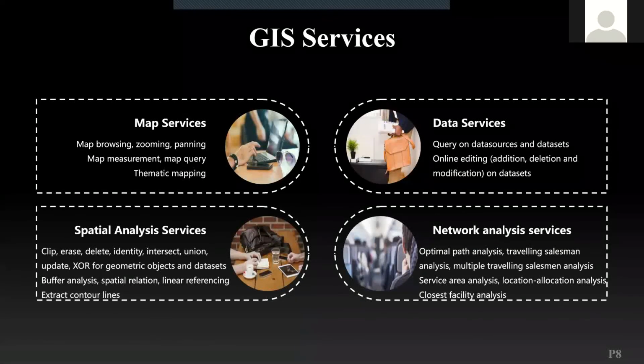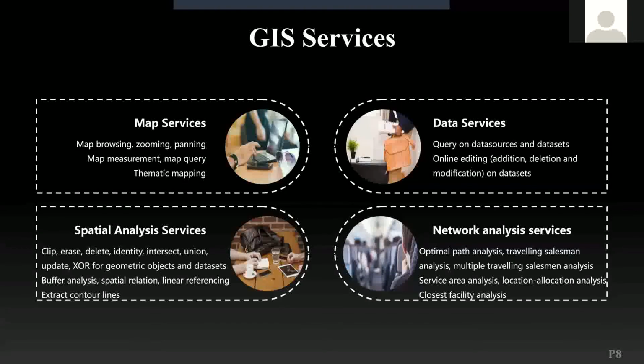And the next one is the network analysis service. Network analysis is another important function in GIS, and a lot of requirements are related to network analysis, such as optimal path analysis, or we can say best path analysis, and traveling salesman analysis. The difference between traveling salesman analysis and optimal path analysis is that in optimal path analysis, the path will follow the order of stops, but traveling salesman analysis won't follow the order, but just uses the closest line to connect all of the stops.